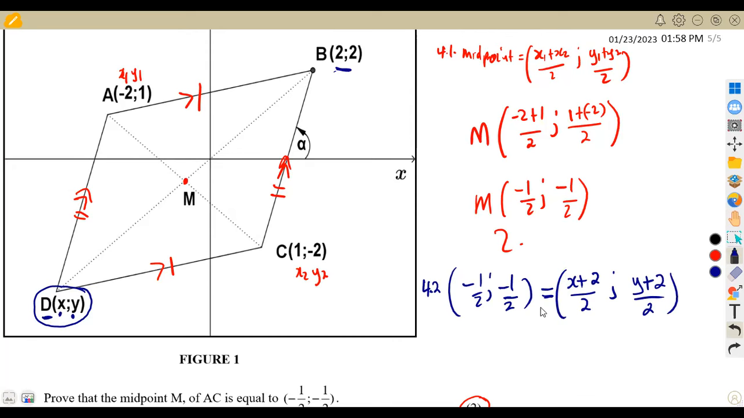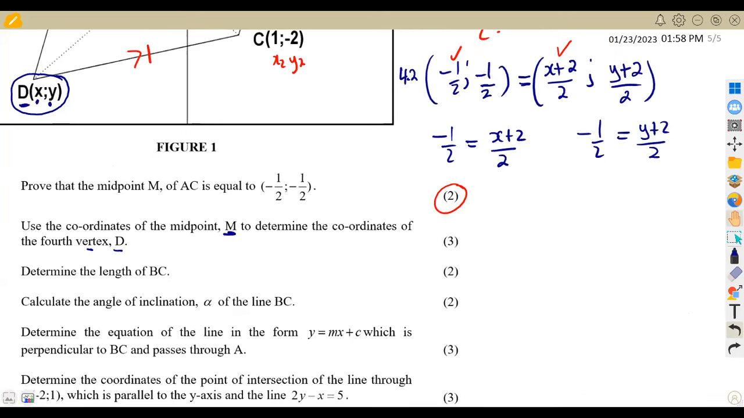So simply by doing this, it means these two are the same. You can equate minus half to x plus 2 over 2. So that's an equation that you're going to formulate. Minus half is equivalent to x plus 2 over 2. Then we move on to y. You do the same. Minus half is equivalent to y plus 2 over 2. But as we can see, guys, these two equations are actually the same, only that here it's x, here it's y. So you can just solve one side. Then the value of x that you have is the same as the value of y that you obtained, because these two equations are the same.